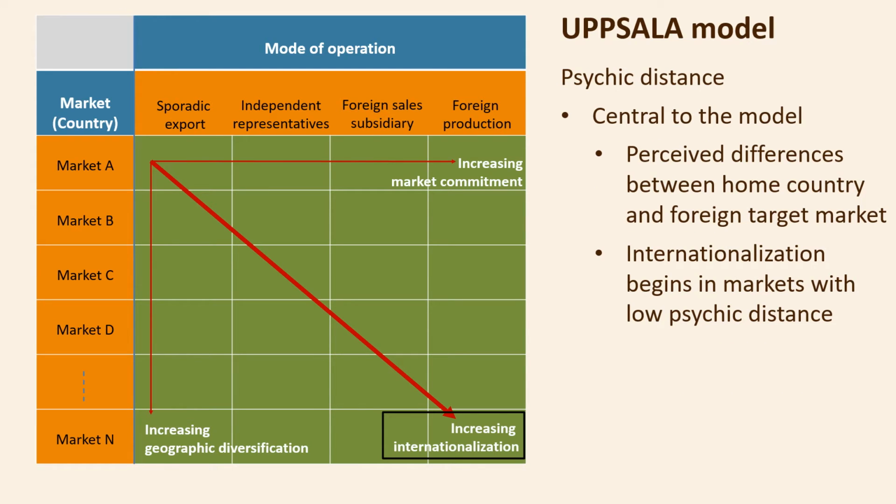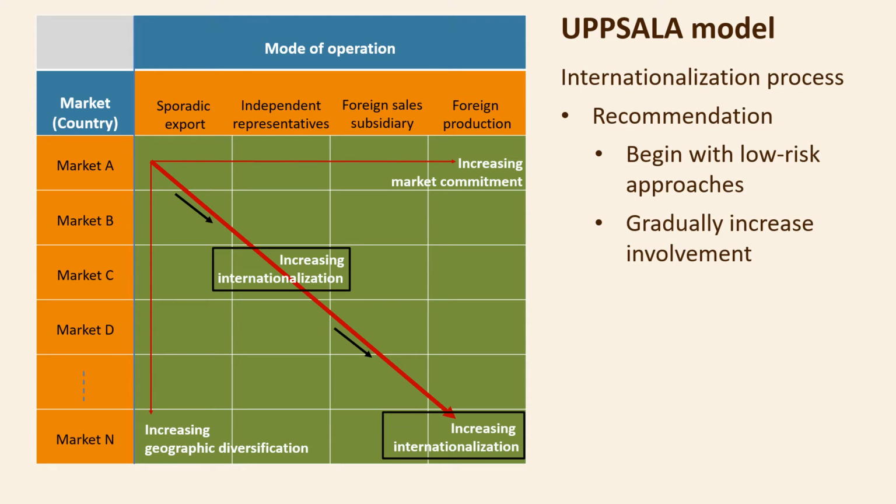The concept of psychological distance is central to the model. It refers to the perceived differences between the home country and the foreign market. Companies start their internationalization process in markets with low psychological distance, and gradually move to more distant markets as they gain experience and confidence. Therefore, the company should begin with low-risk approaches to the mode of operation and markets and gradually increase its involvement as it gains knowledge and experience.